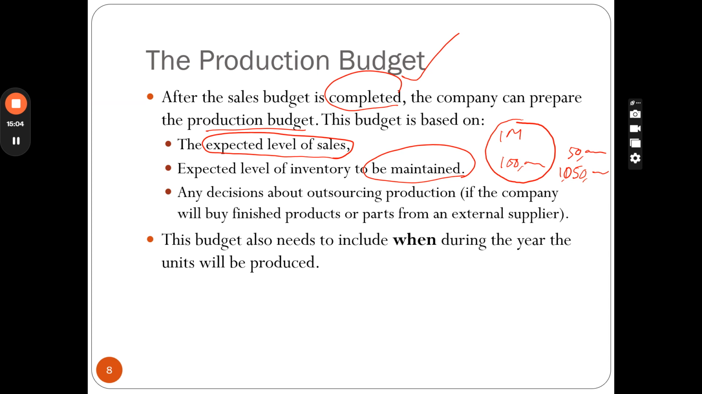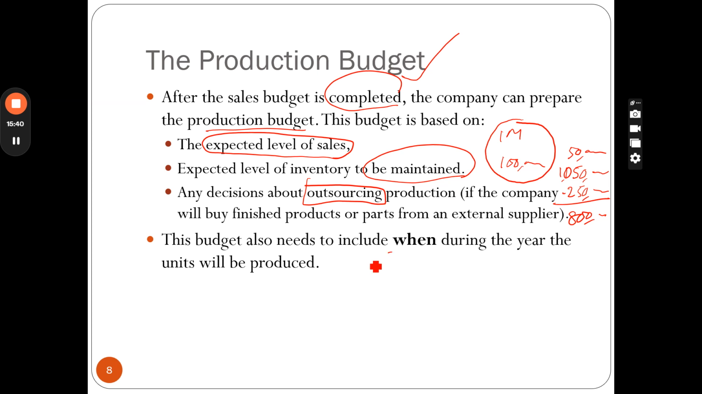So we have to know how many you are going to sell and what is the expected level of inventory to be maintained. And are you going to outsource any production? For example, we are going to buy from outside maybe 250,000 units. We are not going to make it internally. So how many do I have to make internally? Now it is going to be only 800,000 units, because 250,000 we are not going to make, we are going to buy from outside.